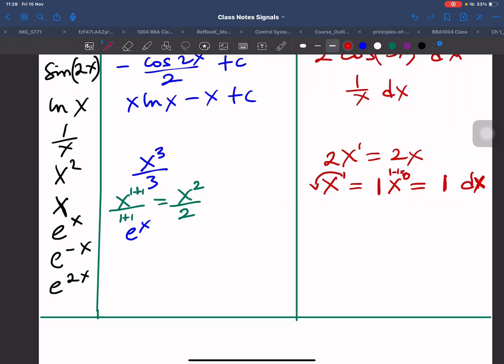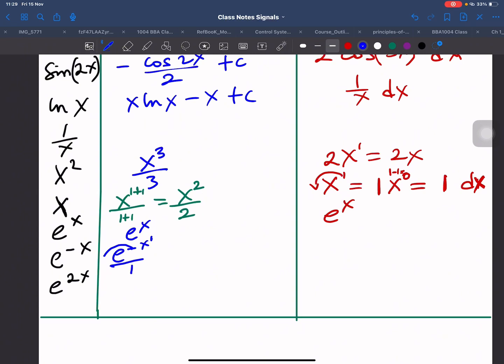The same thing, e raised to power x is equal to e raised to power x. Now, e raised to power minus x. For integration, all you need to do is almost the same way. For e raised to power minus x, all you need to do is bring down this value here, and then divide by 1. So that is over 1.